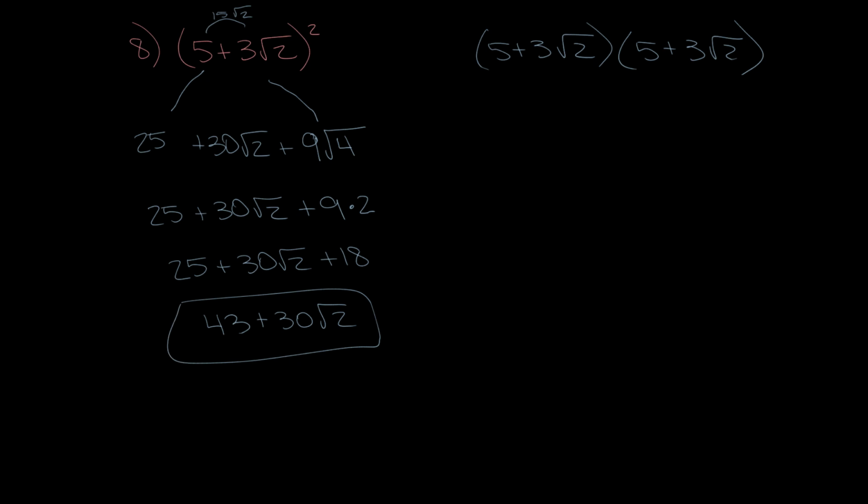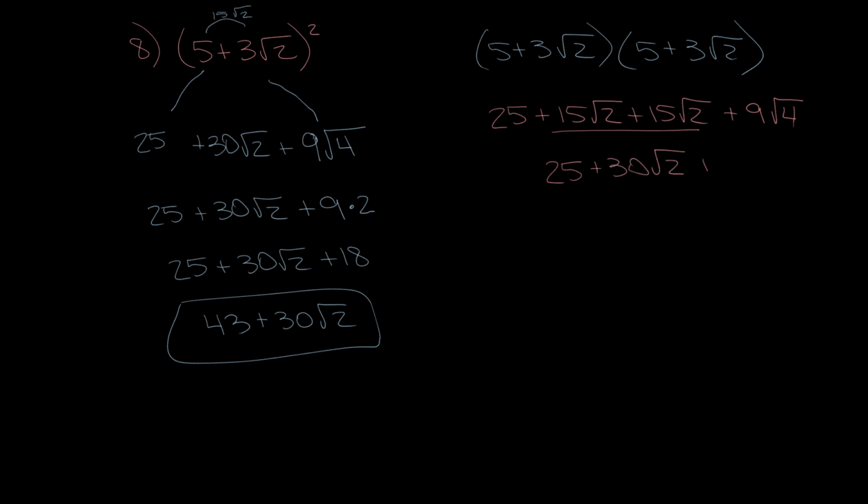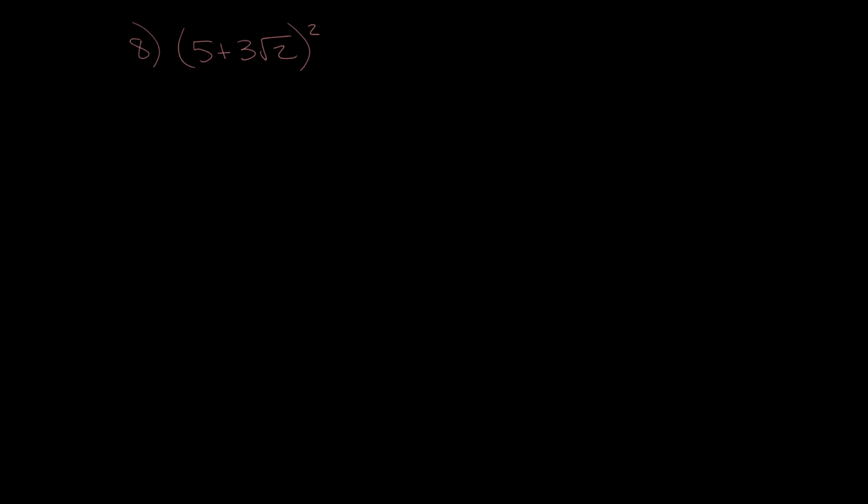Now, if you feel more comfortable with the distributive property, I can show you that on this side. I get 25 plus 15 square root of 2 plus 15 square root of 2 plus 9 square root of 4. I can combine these two in the middle to get 30 square root of 2. And then the rest of the problem is the same as what we already had. So whichever way you want to do it, I'm fine with, as long as you show your work no matter which way you choose to work it out.